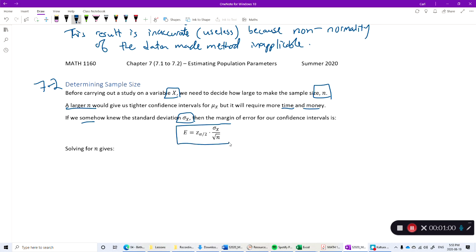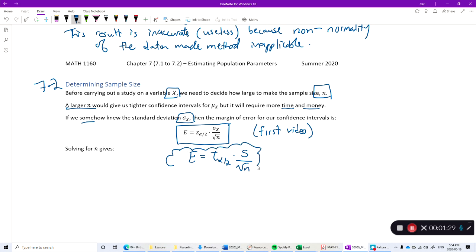And this actually goes back to the first video for this topic, where we said, well, this is an unrealistic situation. Usually we don't know sigma. So compare that with what we've been doing in the last two videos, where we said the margin of error was t alpha over 2 times s over square root of n.